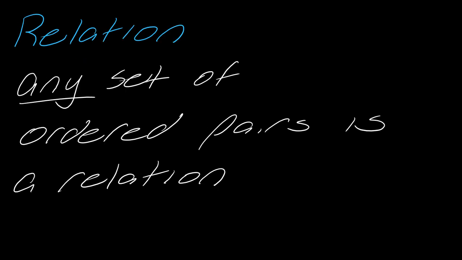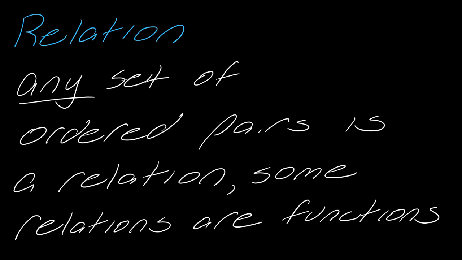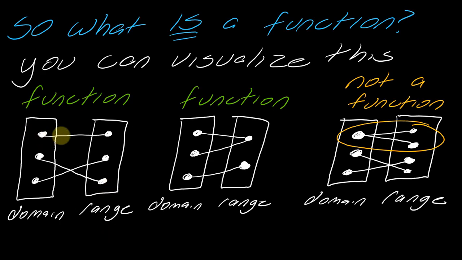So a relation is any set of ordered pairs. So any set of ordered pairs makes a relation. I bring this up because some relations are functions, but not all relations are functions. So if we go back to this little picture I had here a few minutes ago, all of these types of relationships are considered relations.